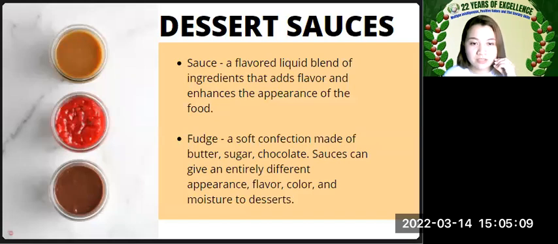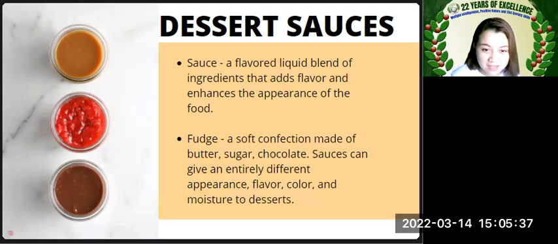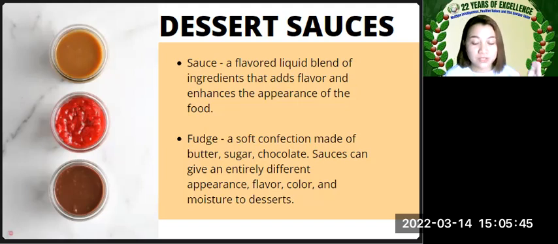When we say dessert sauces, or the sauce, it is a flavored liquid blend of ingredients that adds flavor and enhances the appearance of the food. When we say fudge, if you are familiar with the term fudge or hot fudge, that's what we buy at McDo, the hot fudge. Fudge is a soft confection made of butter, sugar, chocolate. Sauces can give an entirely different appearance, flavor, color, and moisture to dessert.